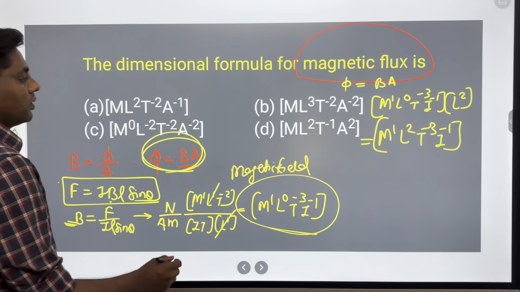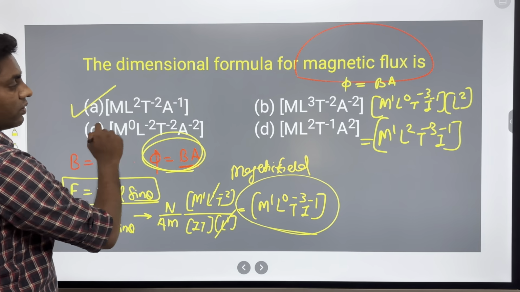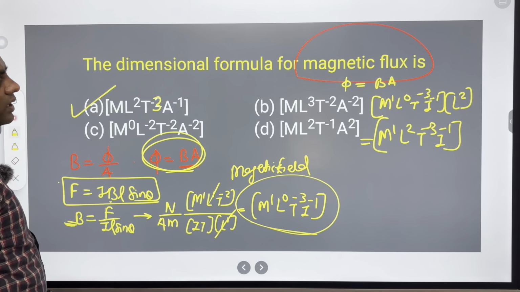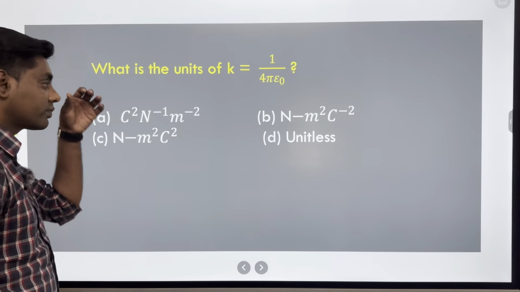So M1 L2 T minus 3 I minus 1, option number first. Now here is some print mistake. So that is M1 L2 T minus 3 I minus 1. Next MCQ.